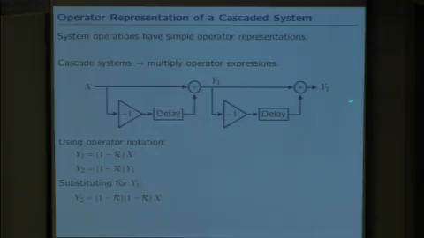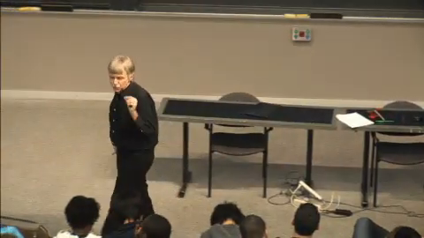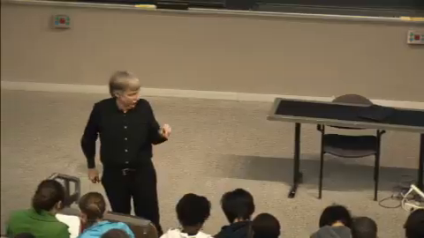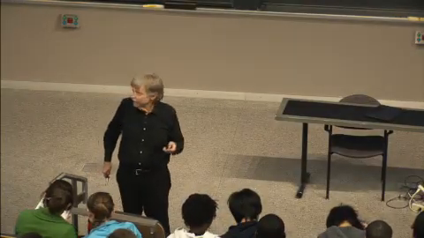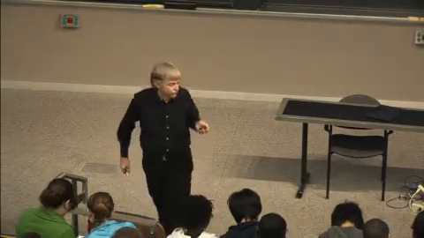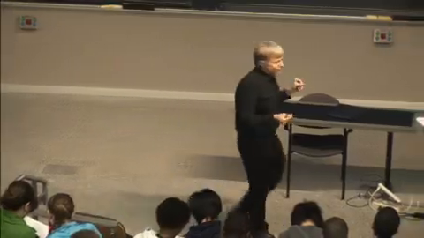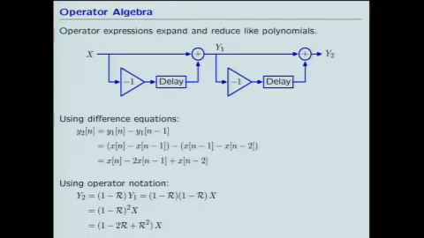Analogously, the y2 signal should be a similar 1 minus r operator applied to the y1 signal, which gives us a very concise representation for the cascade. The point of the slide is that the operator representation gives us a representation that is just as compact as difference equations. It has other features, in that it can be manipulated just like difference equations.